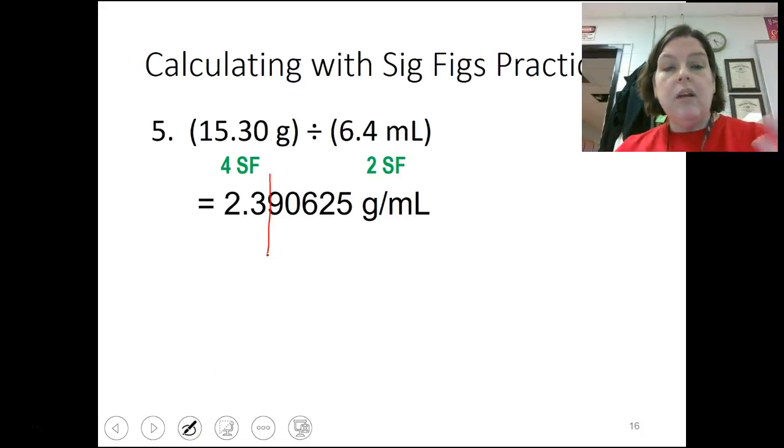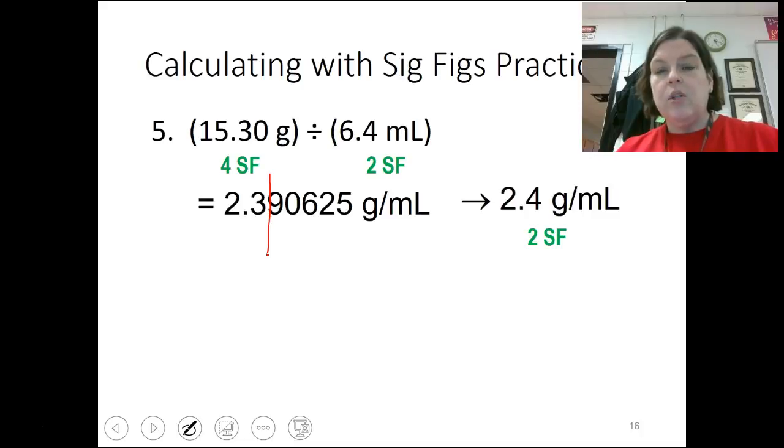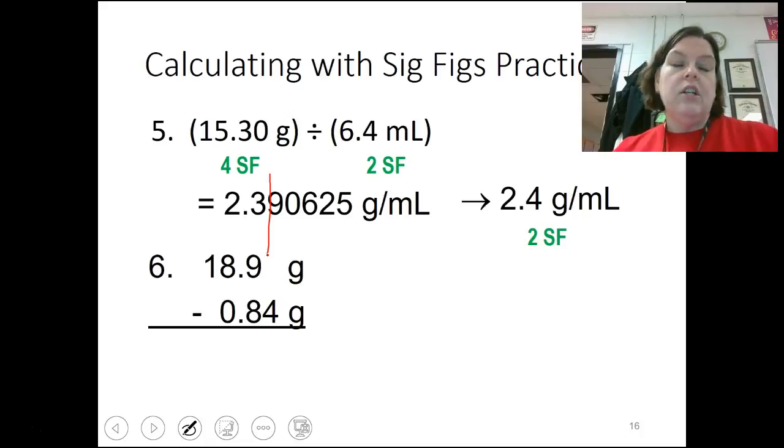So that means we are going to cut that off right there. Does the 9 make the 3 round up or round down? Does it stay the same? The 9 makes the 3 round up. So our actual answer, in 2 significant figures, is going to be 2.4 grams per milliliter. Okay?